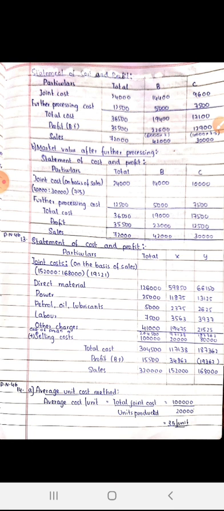We just deduct: 72,000 minus 36,500, 42,000 minus 19,400, 30,000 minus 17,100. The difference is the profit. This is the first method.